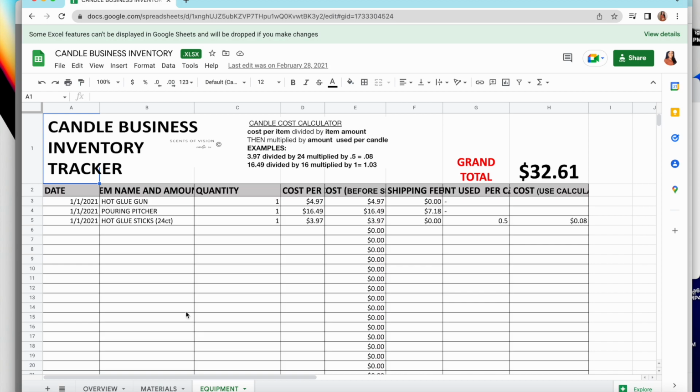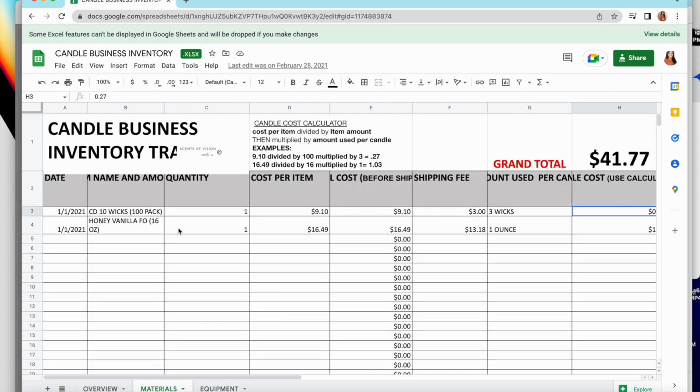And then in terms of equipment, it is also important to calculate your per candle cost for any supplies as well. Honestly, when it comes to candle making, the only major supplies in terms of equipment that would play a significant role in your per candle cost would be the hot glue gun and glue sticks. If you use wick stickers, you don't really have to include that in the equipment. I would say include your wick stickers in your materials tab. So yeah, I hope this helped. Let's just jump right back into the video.